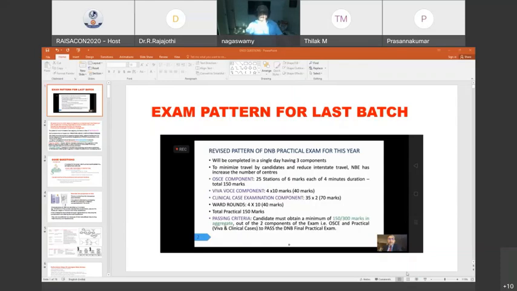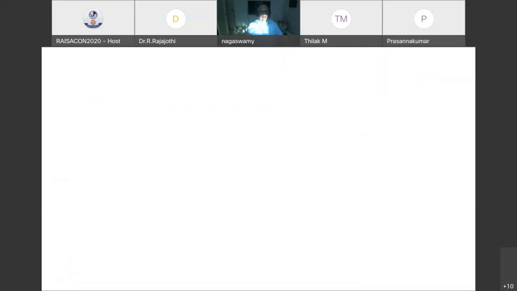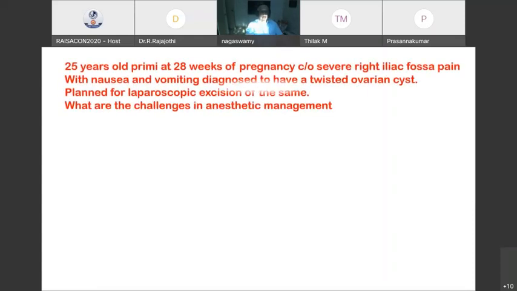So make it in the full screen. So this is the pattern that was there. Now we are going to see the questions that have been prepared. This is the case scenario, first case scenario.